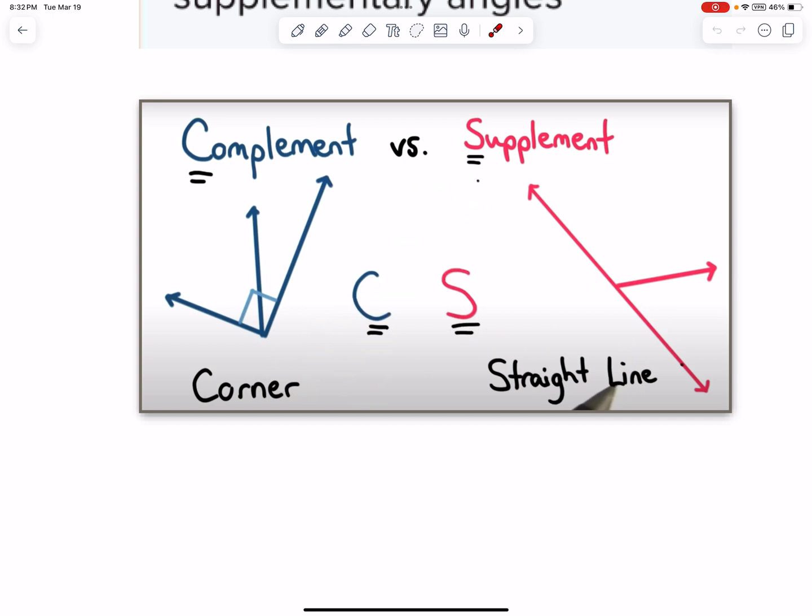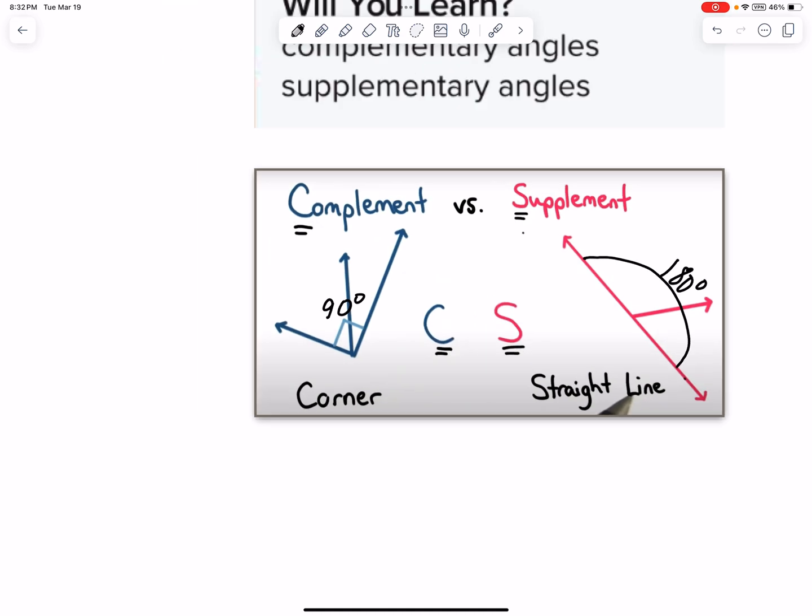Supplementary angles, okay, notice the S, supplementary angles form a straight line, and we know a straight line is 180 degrees. So let's go ahead and label this complementary, make 90 degrees. Supplementary, if we draw your big arc here, make 180 degrees. Okay, so that's your trick of remembering: complementary corner, supplementary straight.